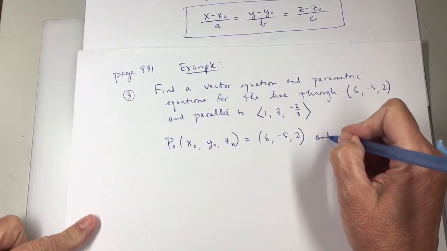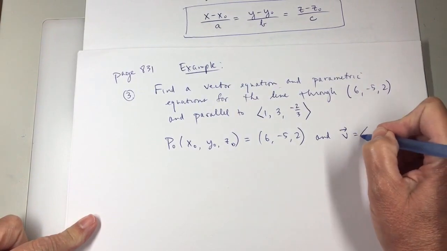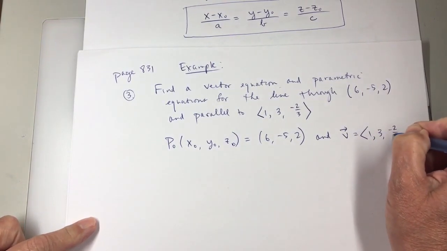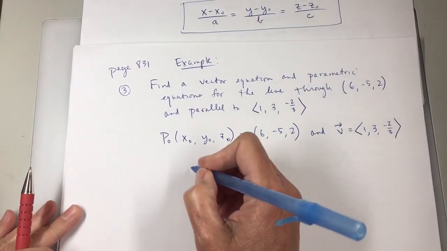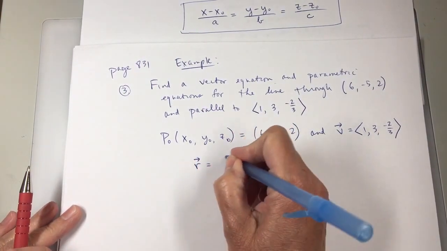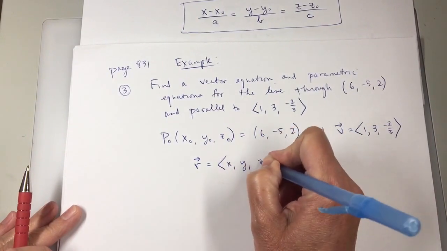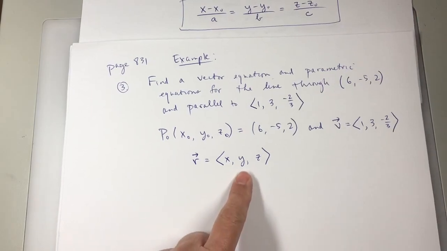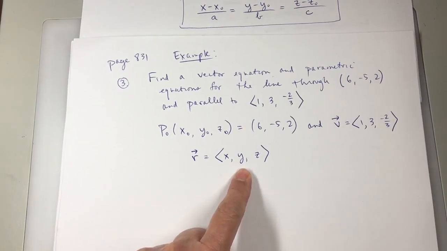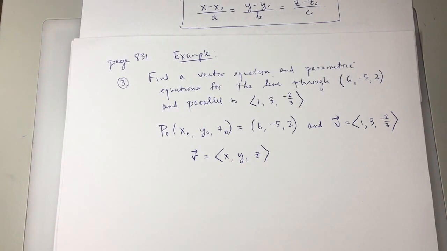So I'll have this, and vector v is 1, 3, negative 2/3. Now vector r is kind of what I'm looking for. Vector r is just some vector x, y, z, where the point x, y, z is a point on the line. So the terminal point of r is a point on the line that I'm looking for. And I think I have everything that I need.